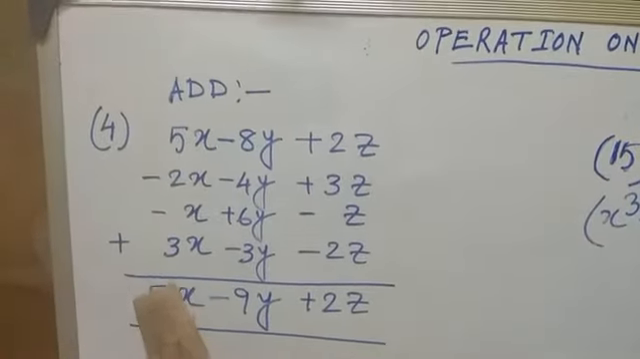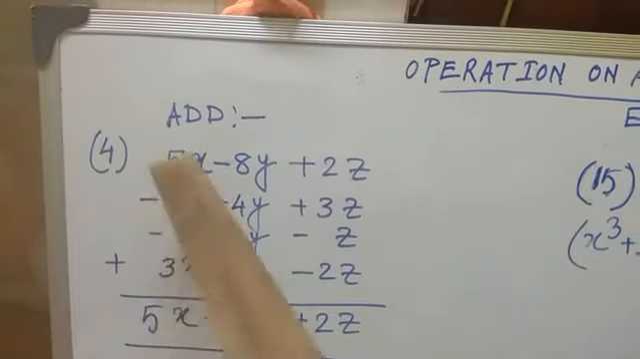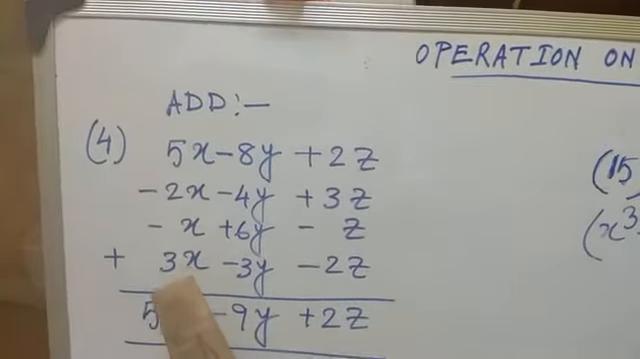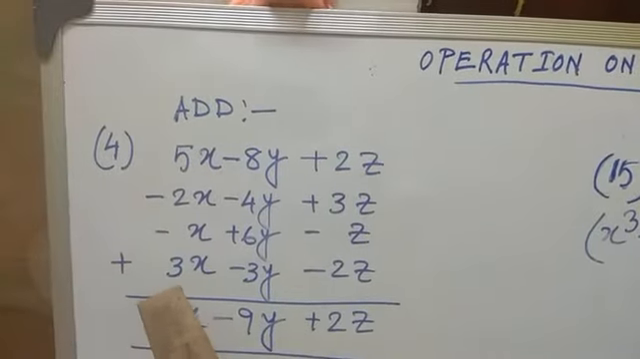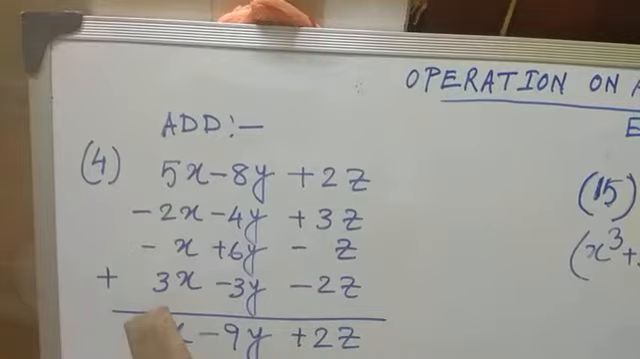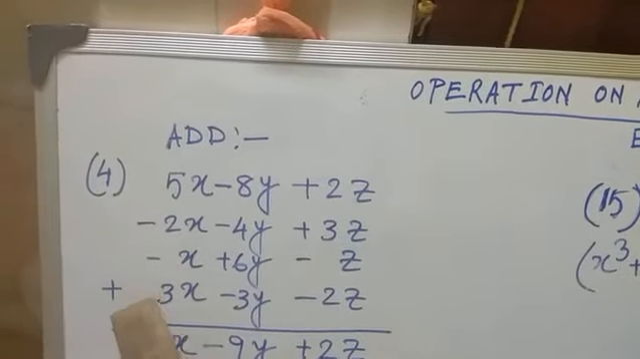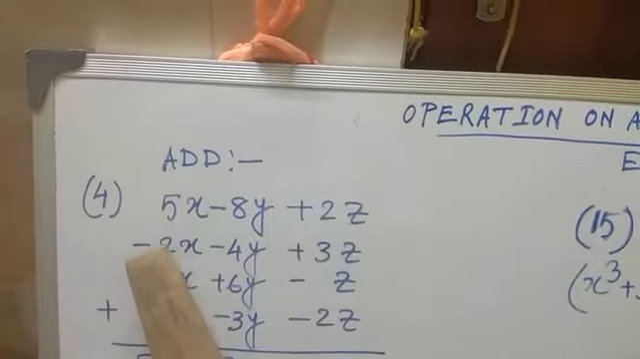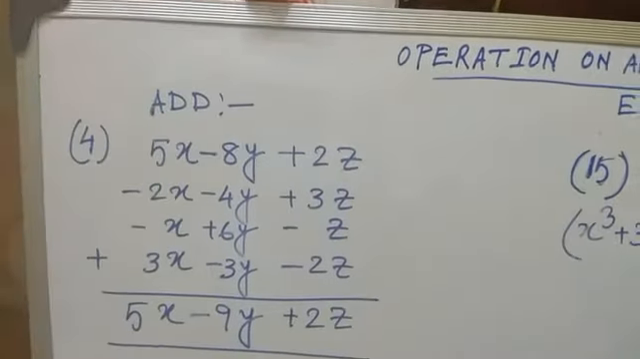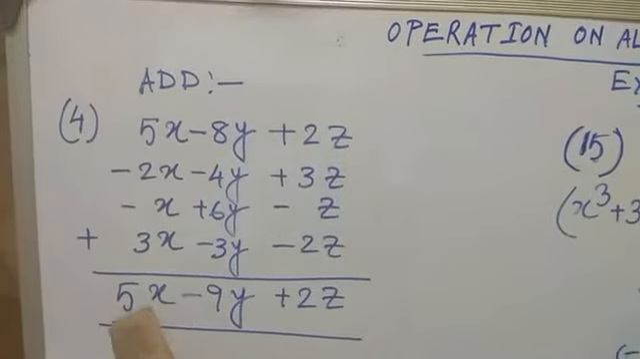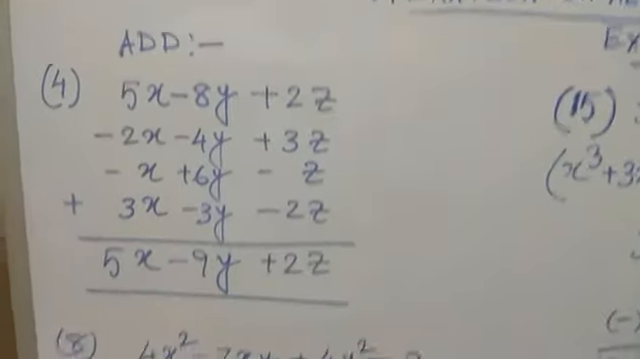In this column, the numerical coefficients of all the variable x are 3 minus 1 minus 2 plus 5. So 3 minus 1, 3 minus 1 plus 2 minus 2, 0, plus 5x. So it is plus 5x. So the sum of these four algebraic expressions is 5x minus 9y plus 2z.